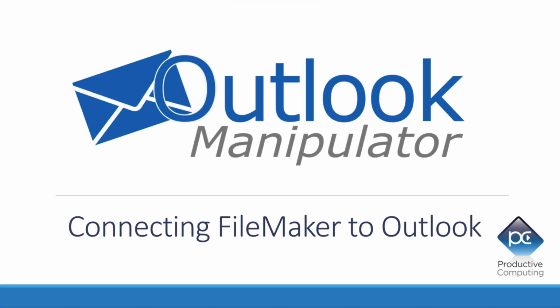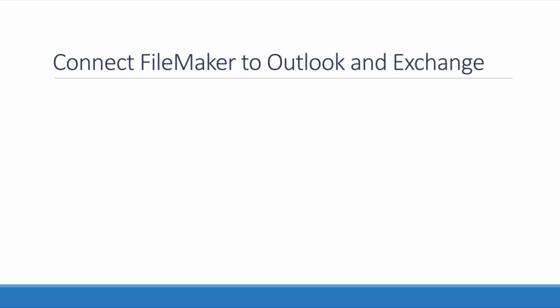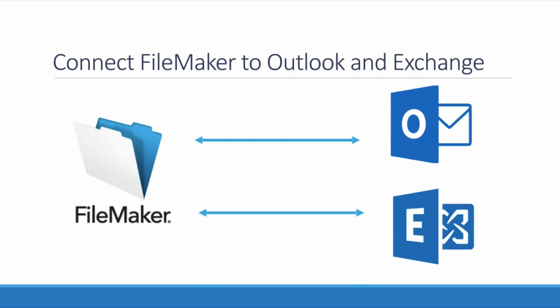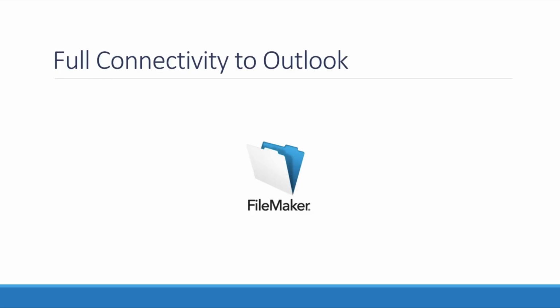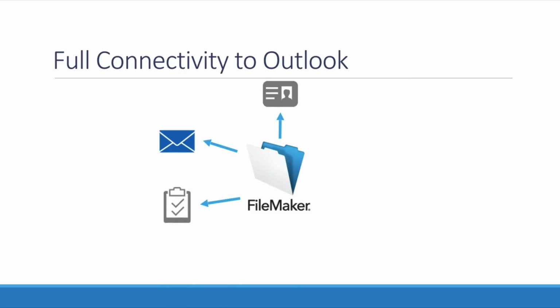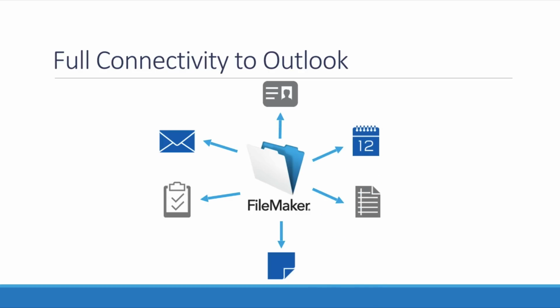Introducing the Outlook Manipulator plugin for FileMaker. This plugin connects your FileMaker database with Microsoft Outlook and Microsoft Exchange, allowing for a bi-directional data exchange between these programs. Our Outlook Manipulator plugin comes complete with a library of functions that allow the developer to exchange information in these areas of Outlook: contacts, mail, tasks, notes, posts and reports, and calendar.